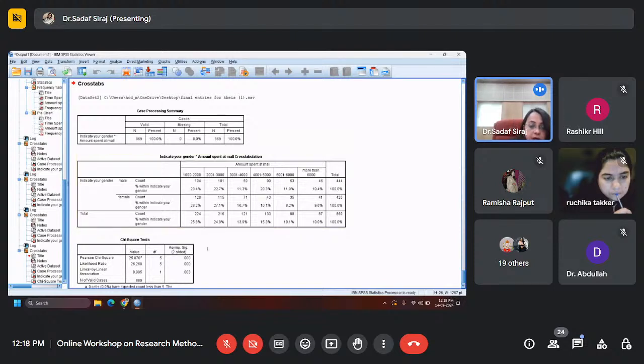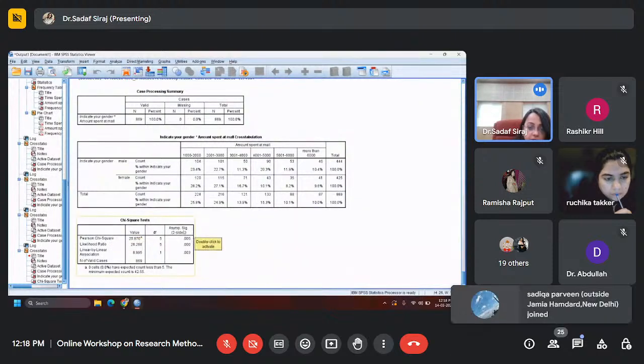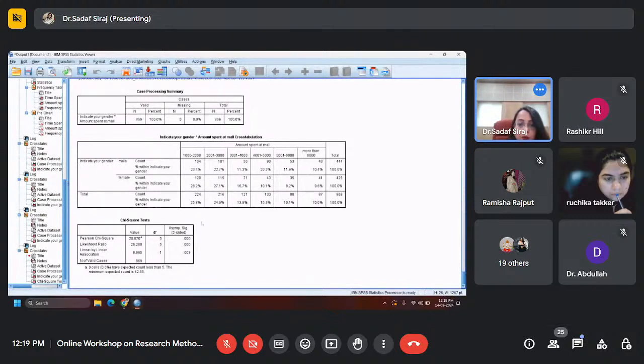So I computed a chi-square test, and as you can see, there's a chi-square test table over here, and within this table a Pearson chi-square value is written and a significance score is there, right? This significance score is also known as a p-value, probability value. And you need to understand that when Saidun ma'am takes up the normal distribution curve, she's going to tell you how this p-value is calculated.